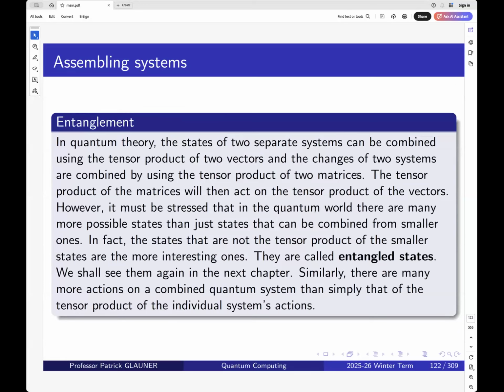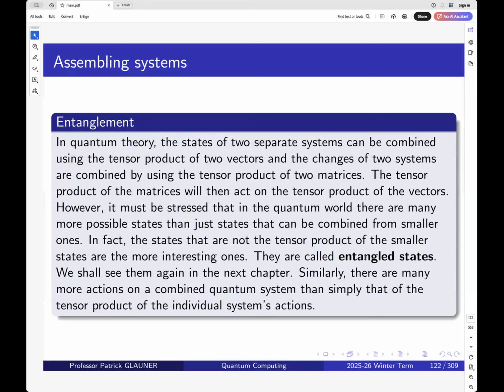But it turns out there are more states in certain quantum systems, and these states cannot be described through the tensor product. So there are more states that you could think about, and they cannot be described by the tensor product. And that's something we call entanglement. If you've taken physics in high school, maybe you heard about the entanglement in German, that's Verschränkung or Quantenverschränkung, so quantum entanglement.